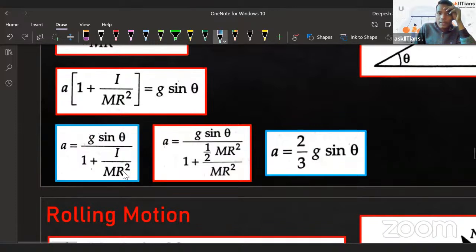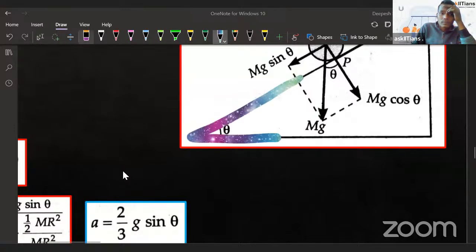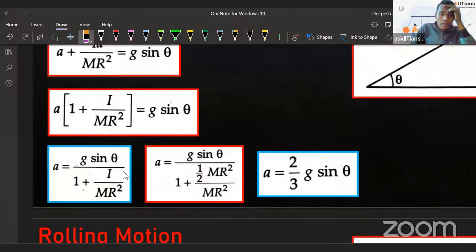Keep it in mind that g sine theta, g is of course acceleration due to gravity, sine theta is the angle of the inclined plane. Next is I and mr square. I is the moment of inertia.